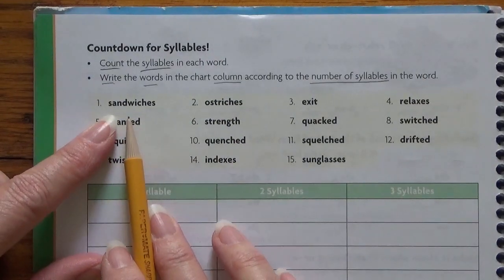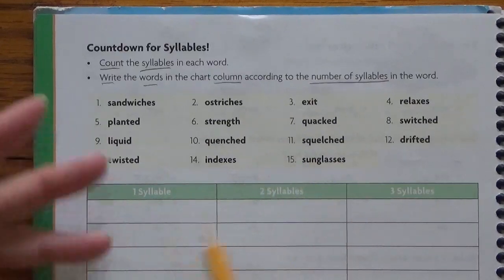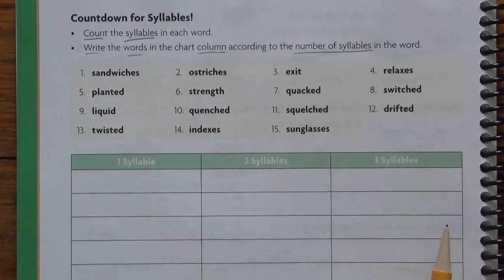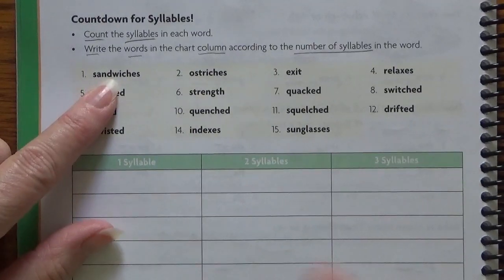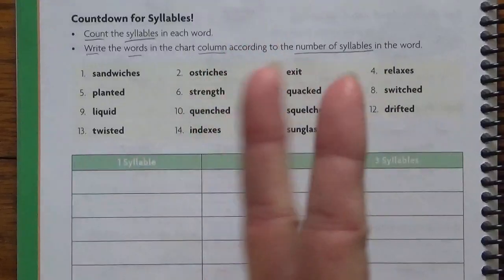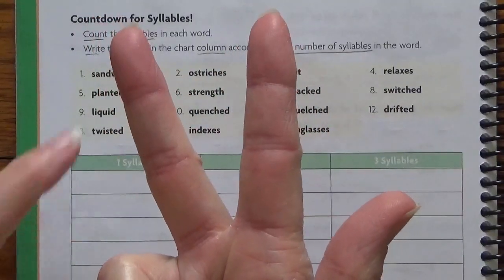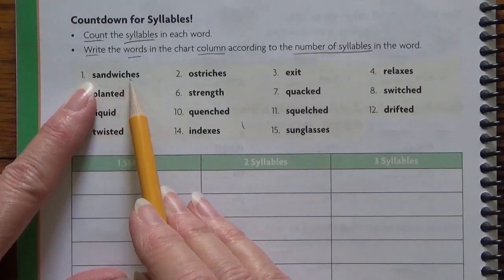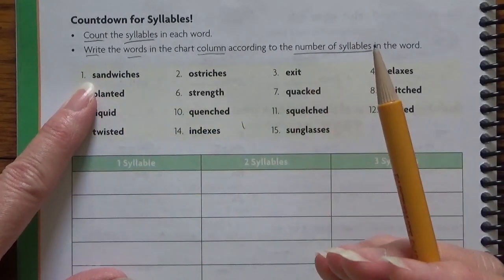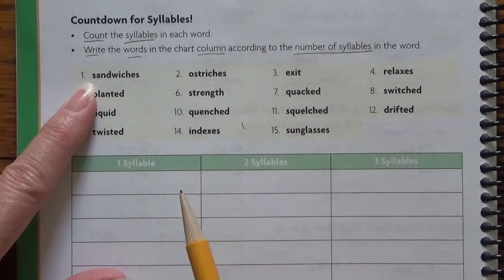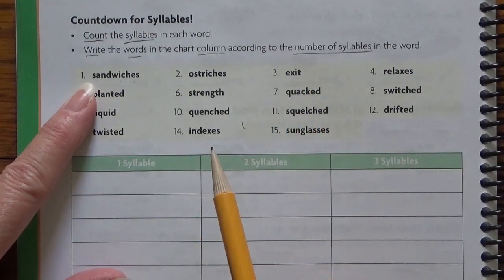Now, I'm not going to count them and then come back and write them. As I count them, I'm going to fill in the chart. That only makes sense, right? So, sandwiches. Let's clap it out. Sandwiches. It's 3. We also know a way that we can look. You could count vowels. 1, 2, 3. Every syllable has to have a vowel. So say that with me. Every syllable has to have a vowel.